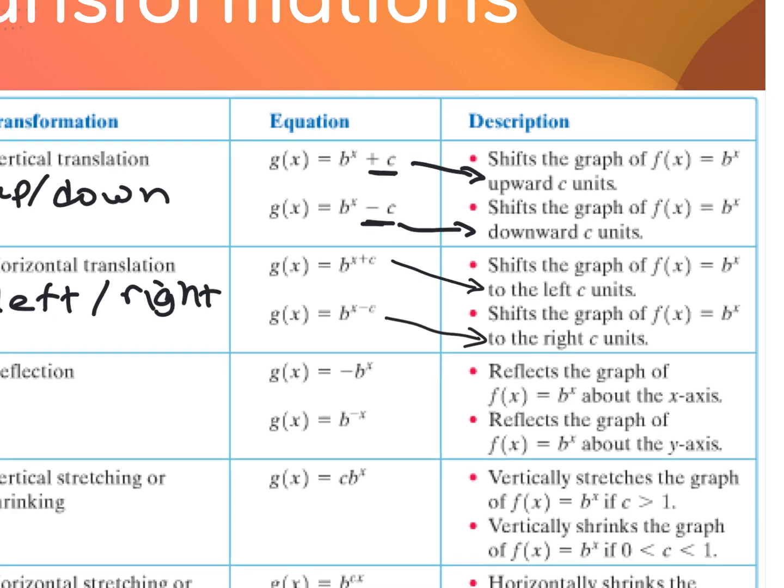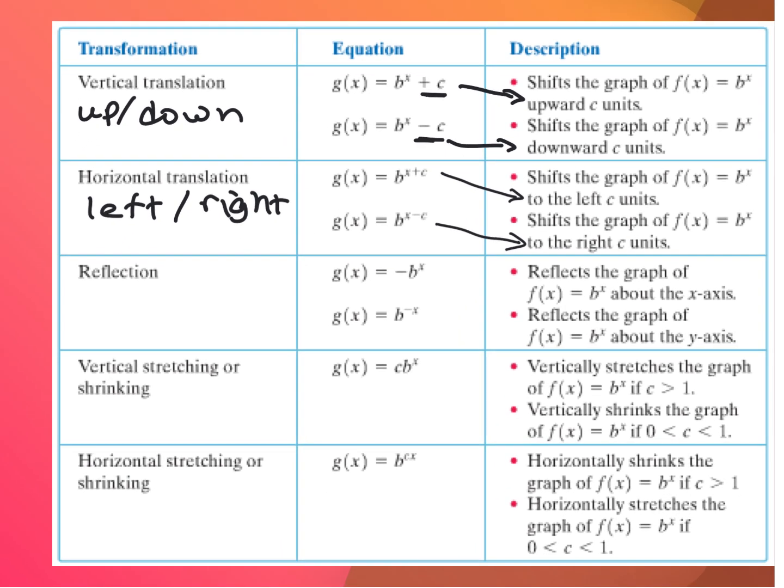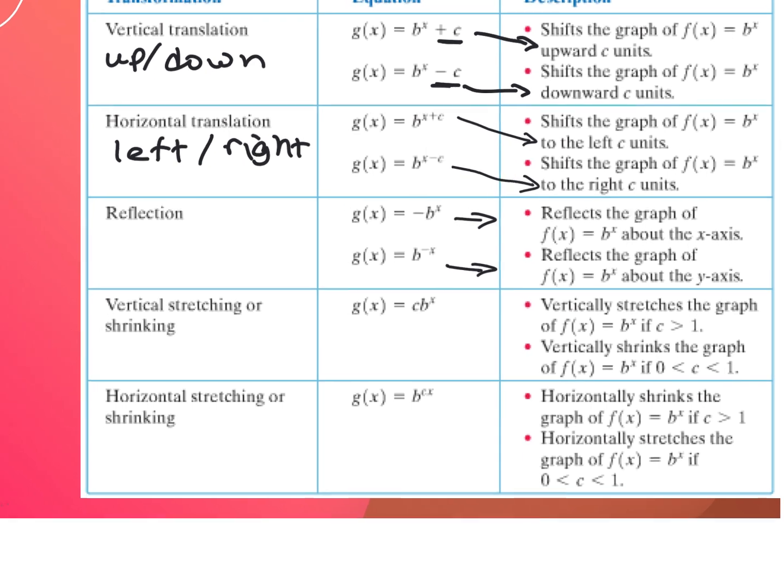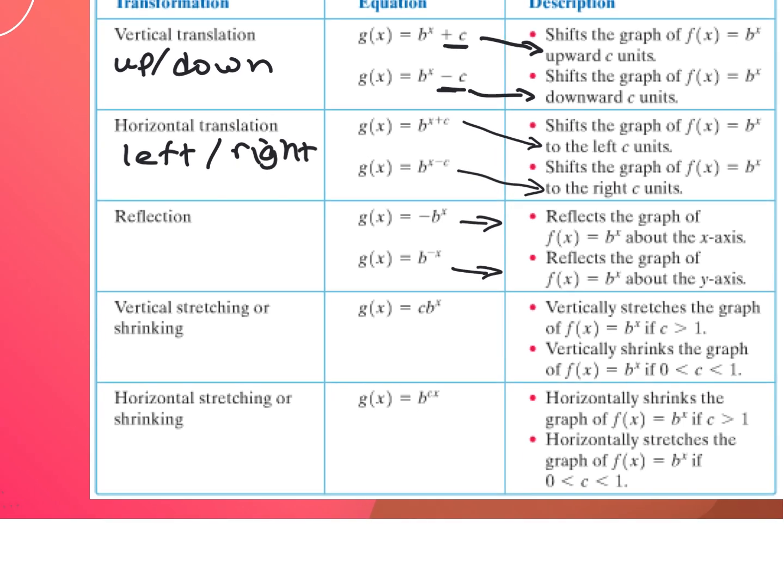And then we just saw the 2 reflections. So again, when the negative is in front of the base, reflect across x. When the negative sign is in the exponent, it's a reflection across y. And then these other 2 down here, the vertical stretch and shrink. So again, when your base is greater than 1, then it's going to stretch it. It's going to go up faster. And when there's a number in front of that, when it's a fraction, it's going to shrink the graph.